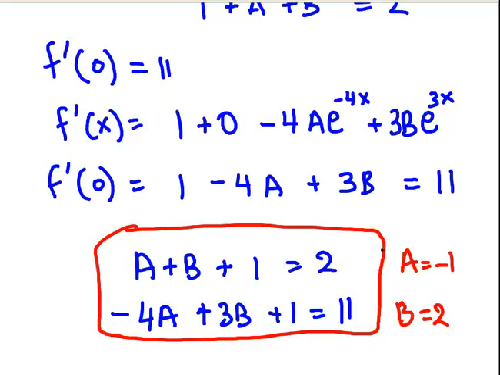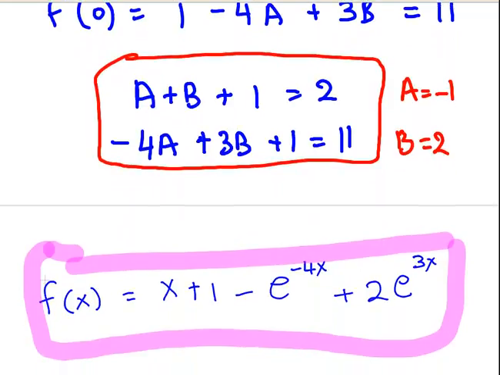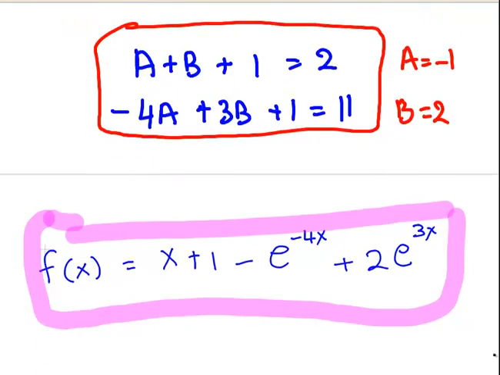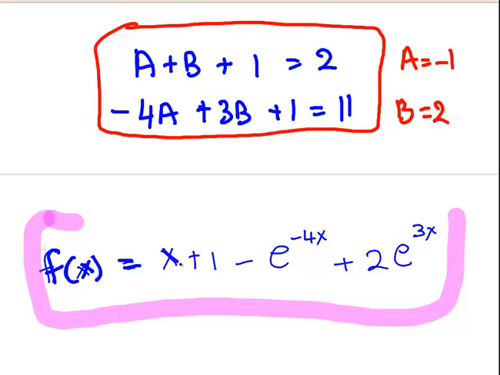So what we're going to end up with is that our solution is as follows. a is equal to minus 1, so plus a becomes minus 1, and b is 2, so b becomes 2. So this is our overall solution down here. f of x equals x plus 1, the particular solution, plus the complementary solution. There we go. And that is it.